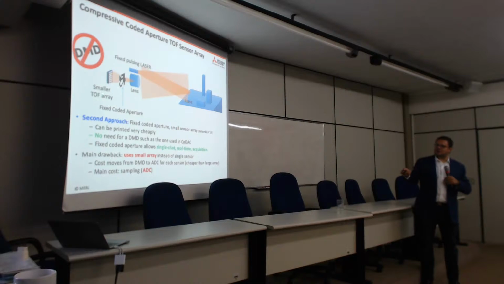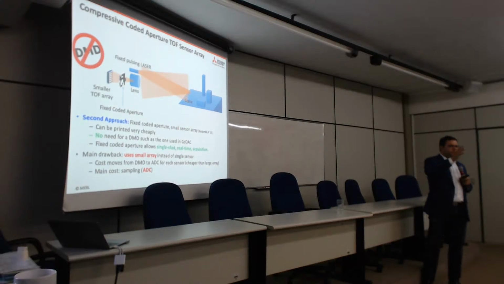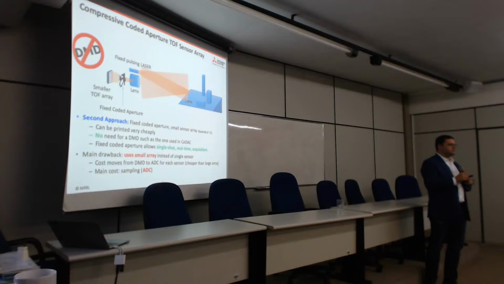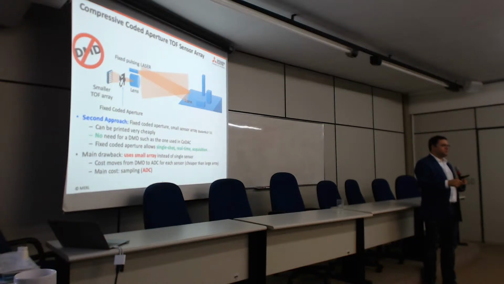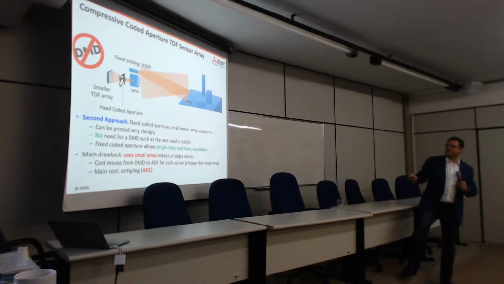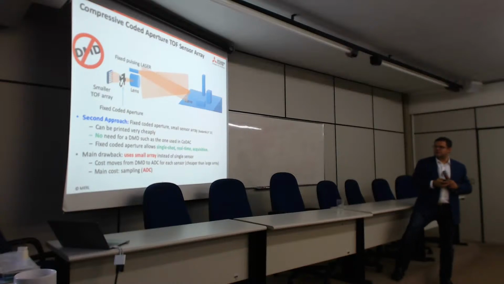Another approach, what we took as an approach, is we replaced that aperture. Instead of having a variable aperture, we replaced it with a fixed coded aperture. These cost cents to print. Basically, you take a transparency and you print black or transparent on it, or you take a metal plate and you cut holes in it. That's all you need. It can be printed very cheaply. There's no need for this digital micromirror device. And it allows for a single shot acquisition because you can't change your aperture. You can send one pulse and receive the data.